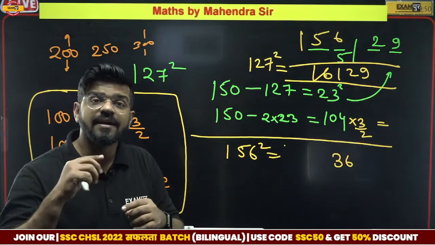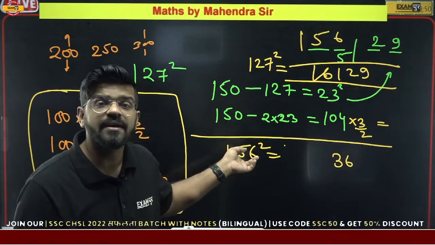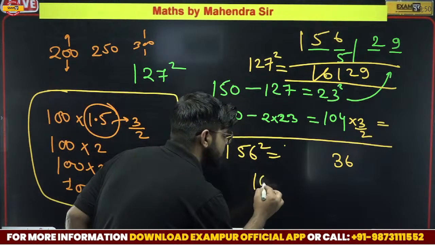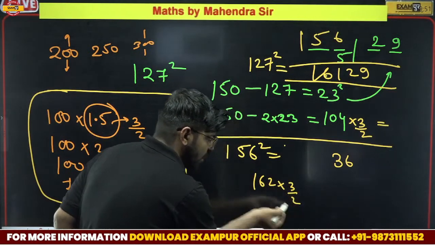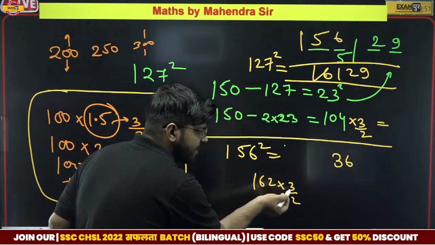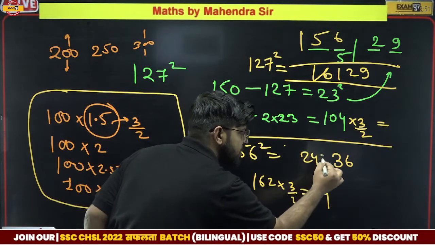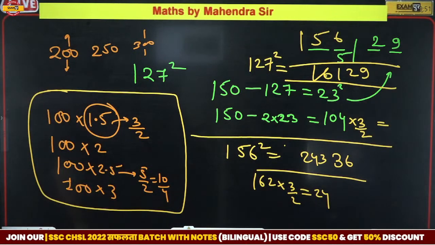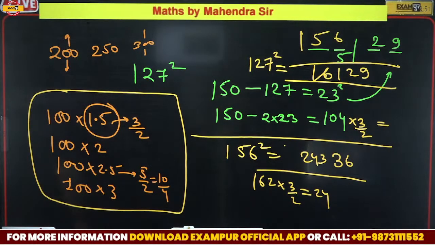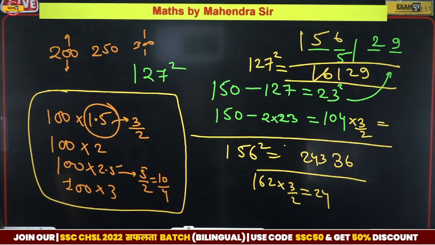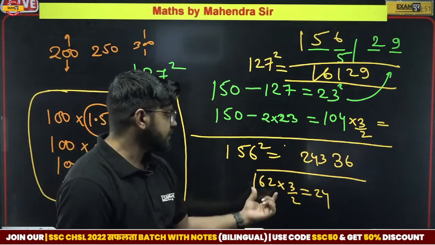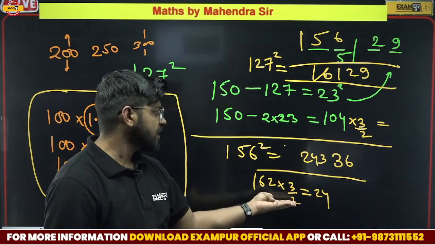Now it is 6 more than 150, so just add 6 and 6, 12. So increase it by 12, and it will be 162. Now we have 162, just multiply it by 3 by 2. After dividing it, we get 81. 81 into 3 is 243. So 243. Yes, Sohan, did you get that? This will be my answer. Okay, 243, 36.